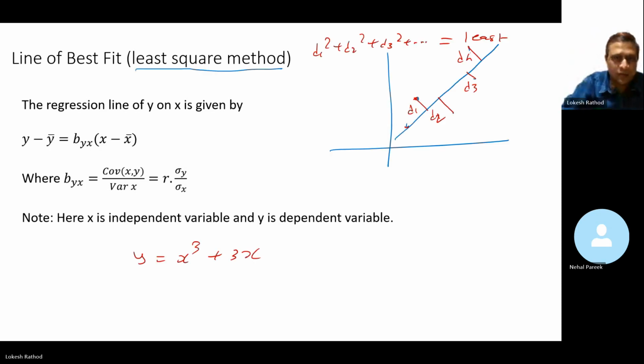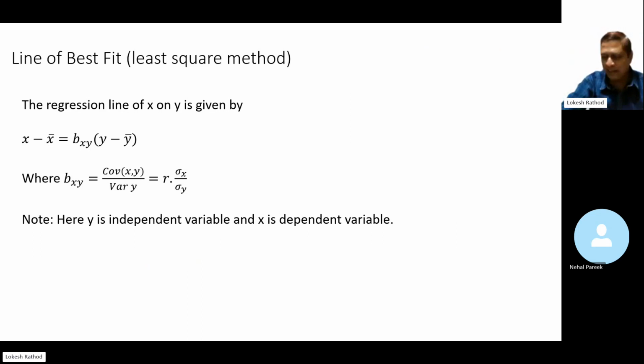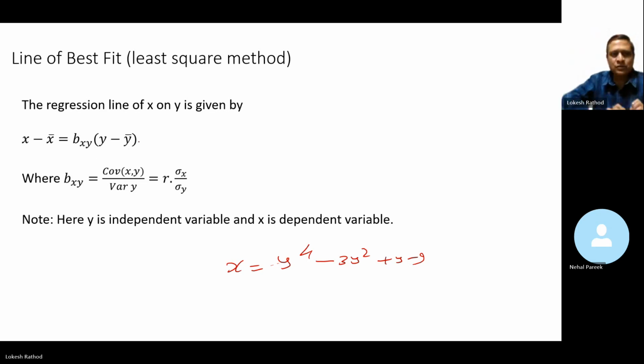Earlier x was independent, here y is independent. So here the formula could be like this, say x is equal to y to the power 4 minus 3y square plus y minus 9. So y is independent. You put different values of y and correspondingly you get different values of x. So here y is independent, x is dependent. But obviously, this one is a linear equation. Understood this thing? Yes, sir. Okay.